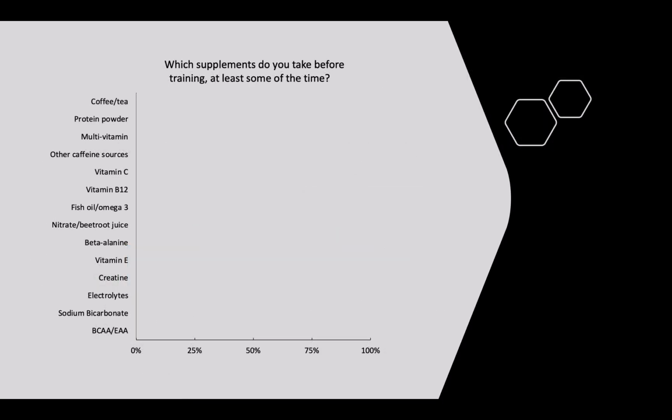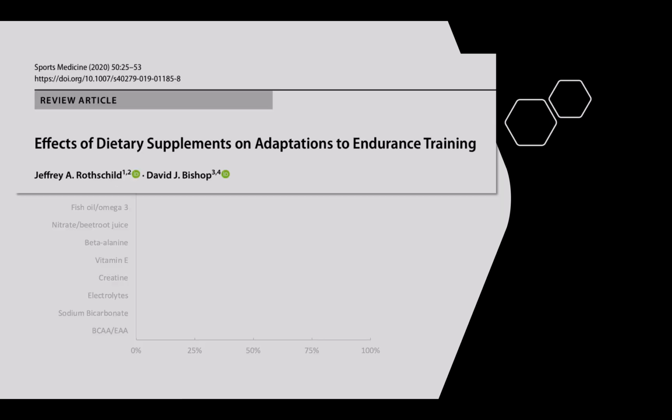We also asked about supplements that people take in the time period before training. So it's important to note that this is not what supplements do people use ever, but specifically before training. And the reason this is important relates to another paper I published this year looking at the effects of dietary supplements on adaptations to endurance training. There's not a ton of research in it, but there's some reason to think that some supplements taken before workouts can either magnify or even blunt some of the endurance training adaptations.